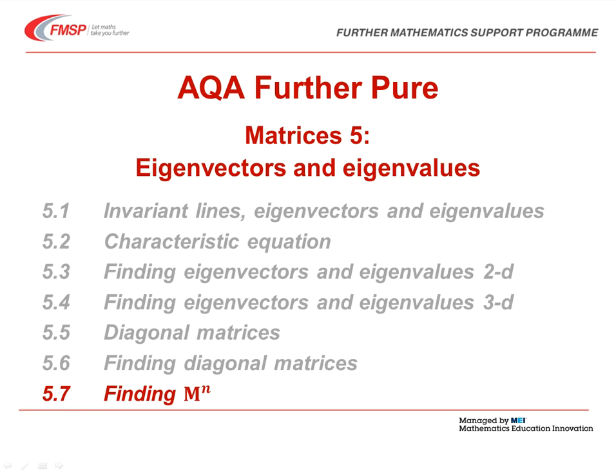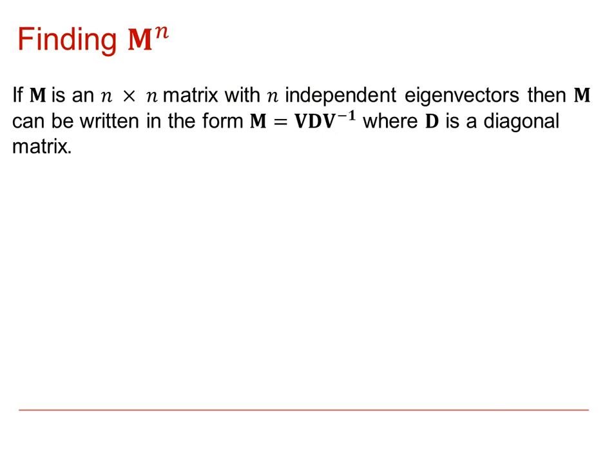This is a video for AQA Further Pure Mathematics, Matrices, section 5.7, finding M to the power n. In previous videos we've developed the idea that a matrix can be diagonalized and written in the form V D V inverse, where V, remember, is made up of the eigenvectors and D is the diagonal matrix made up of the corresponding eigenvalues along the leading diagonal.